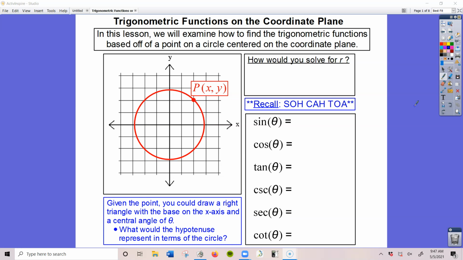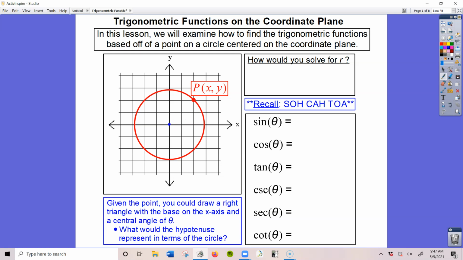Hey guys, today we're going to be learning about trigonometric functions on the coordinate plane. In this lesson, what we're trying to figure out is all of our trigonometric functions based off of a point that is placed on the grid here. We can think about this as having a point and then drawing a circle centered at the origin. So we have this point xy.